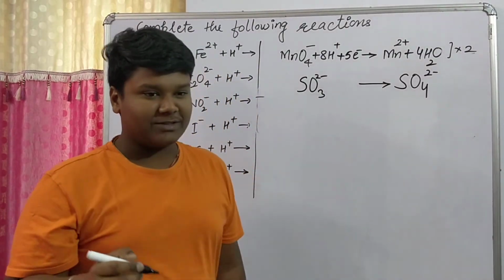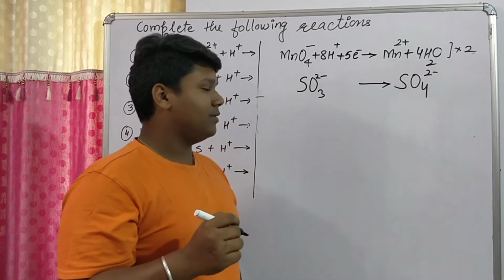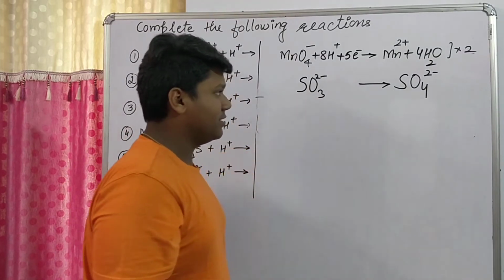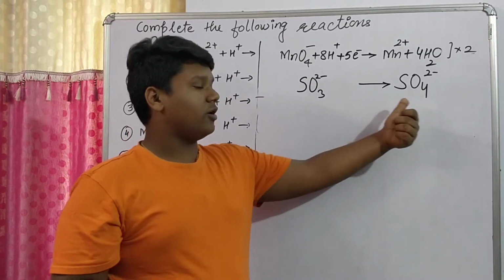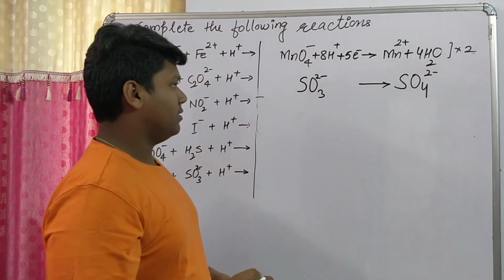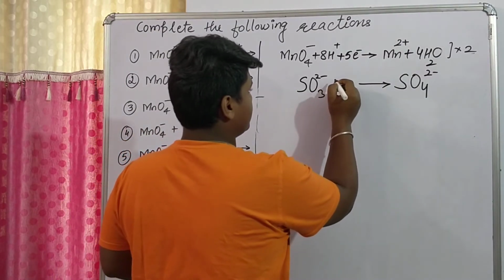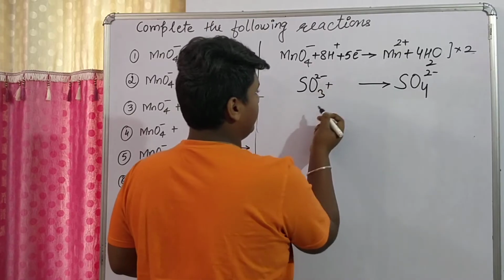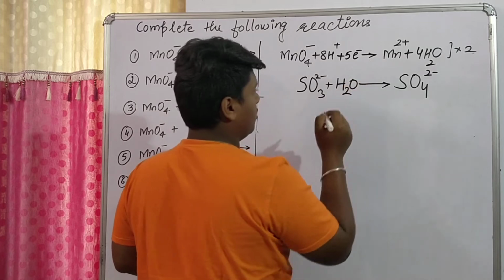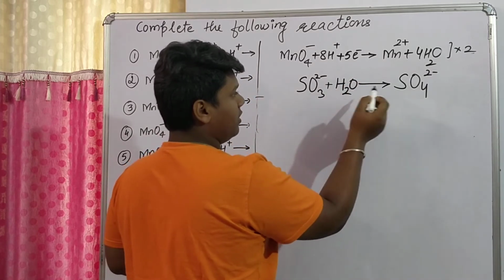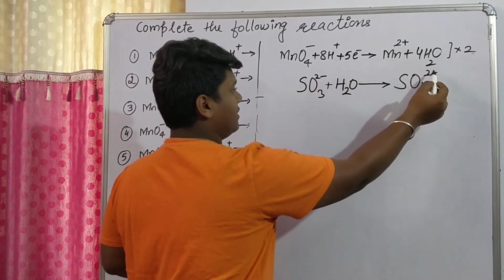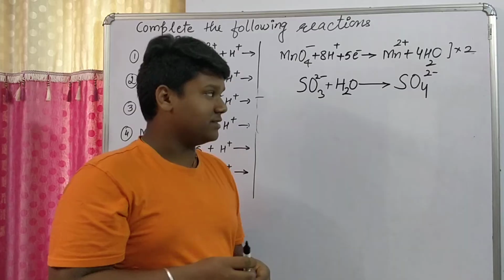Okay. So first of all we do balancing other than oxygen and hydrogen. Here we can already see that sulfur is already balanced. So then we have to balance only oxygen. For that we add H2O to the oxygen deficient side. So we will add H2O here. We have to add only 1 because that will balance. Now we can see 3 plus 1, 4 and 4. Oxygen is balanced. Then we check the charge. Charge is 2 negative and here also 2 negative. The charge is also balanced.